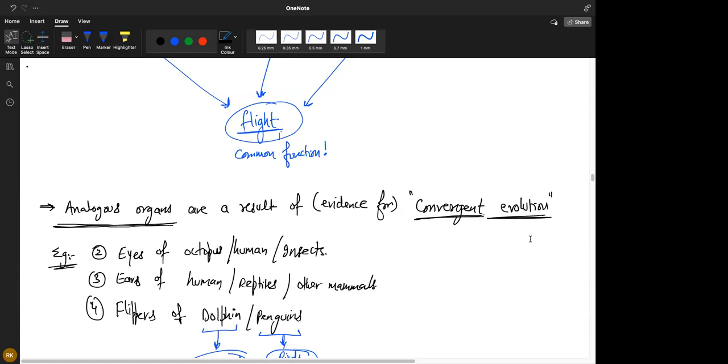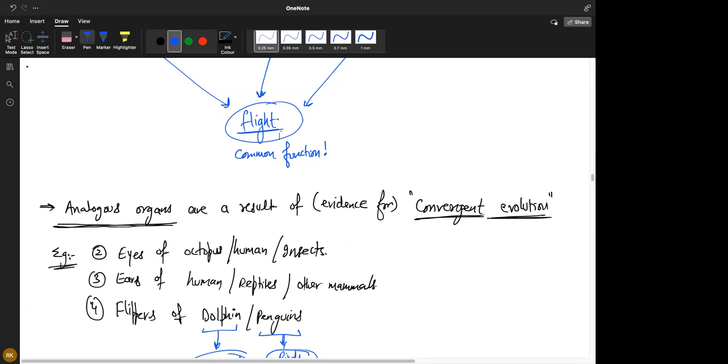So a butterfly, bird, and a bat are very different organisms: mammal, birds, and insects. But the stressor was to fly. Those who will be better at flight will be better at survival. Okay, do you understand? Great. So that is called convergent evolution.